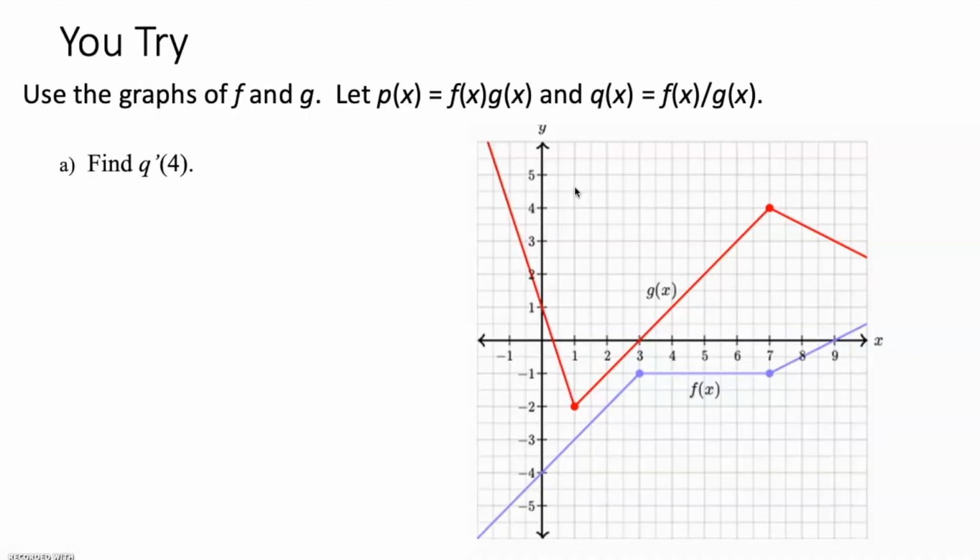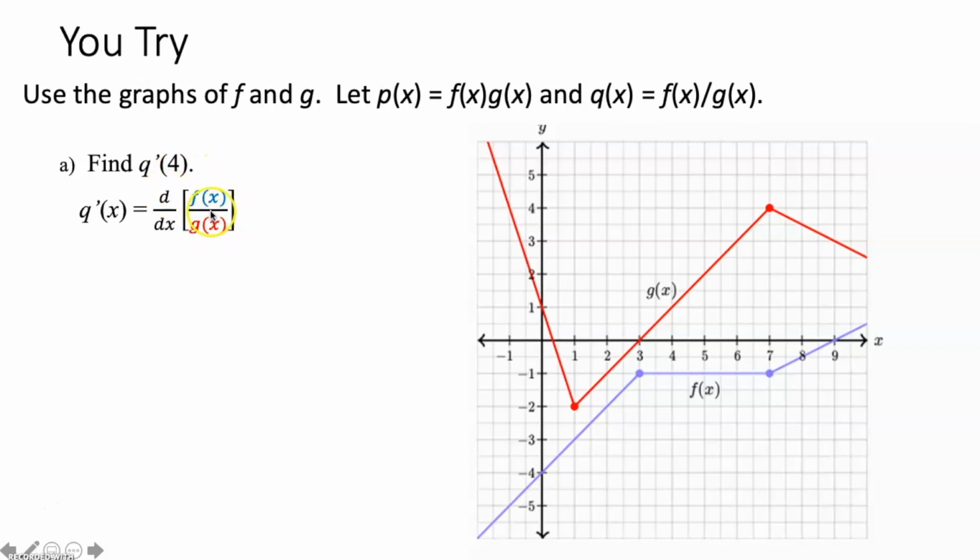Your turn. Okay, doing the same thing here, except this time we're finding q prime of 4. Now, q of x is equal to f of x divided by g of x. If we want to find the derivative of q at x equals 4, we need to first find the derivative of the q function. Because it's equal to f of x over g of x, when we take the derivative of that, we need to use the quotient rule.